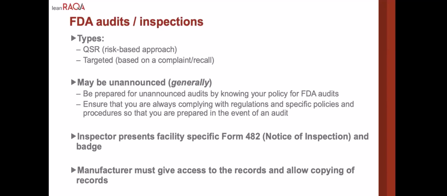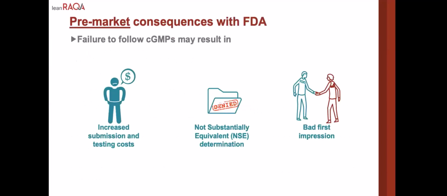The inspector presents the facility with what's called a Form 482 or Notice of Inspection, and they present their badge or credentials, and the manufacturer is required by law to give access to records and to allow the FDA to copy and remove the records from the premises if necessary.